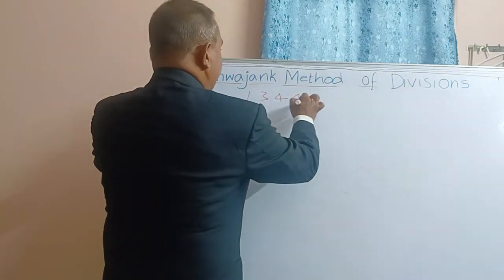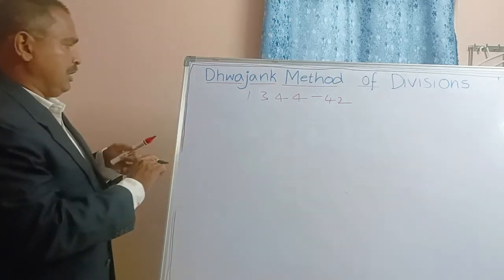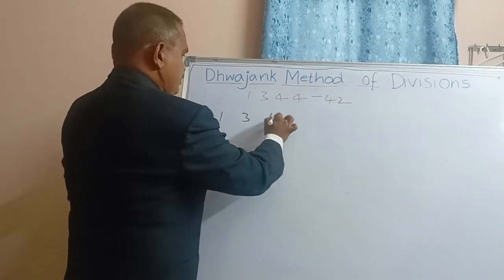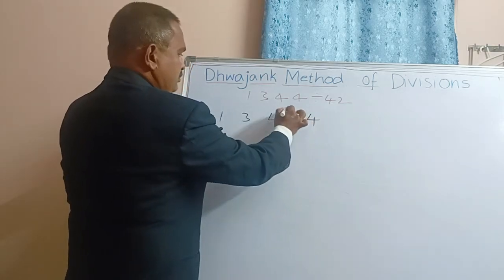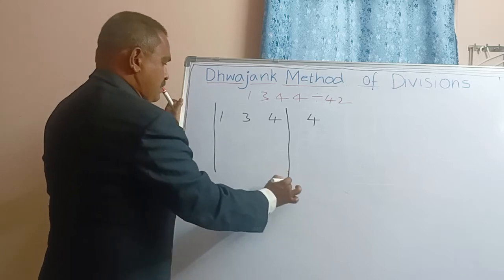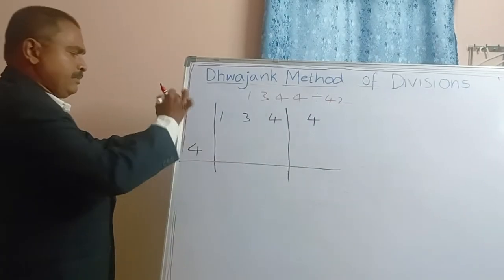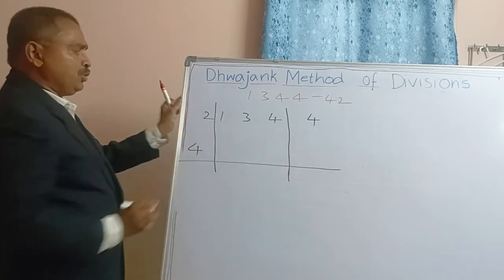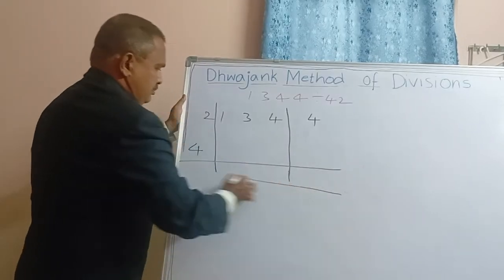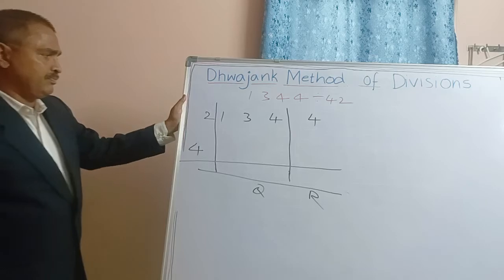1344 divided by 42. Now 1344. 4 is the base number, 2 is the flag number. Now this is the quotient box, this is the remainder box.